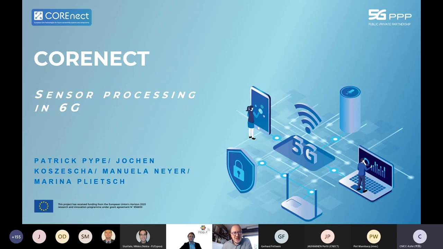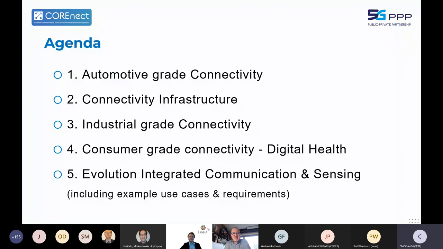So I will talk about sensor processing in 6G. And in fact, we will look at this from a different perspective. We will look at it from an automotive part, from a connectivity infrastructure perspective. What about industrial applications and then consumer-grade connectivity, more in particular in the health area? And then we will show some evolution, how we see the integration of communication and sensing. And we will also include some example use cases and very specific requirements for the future.